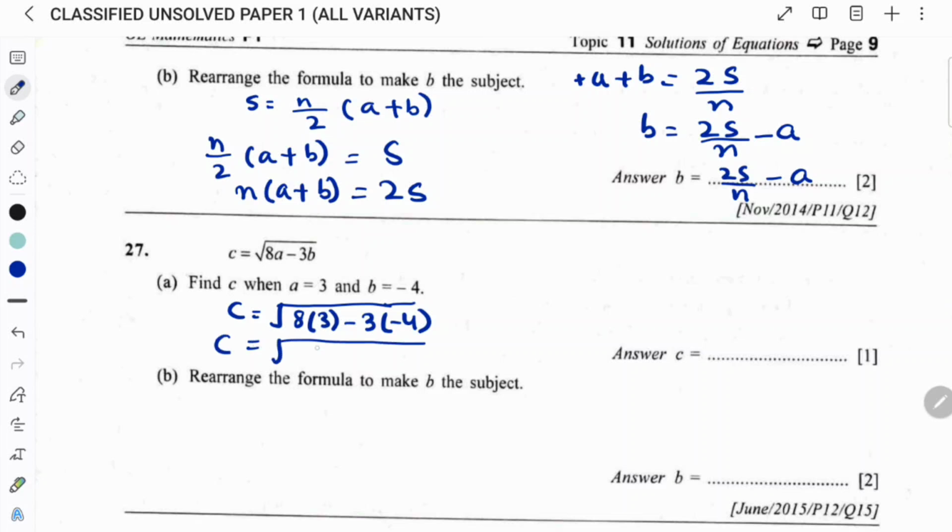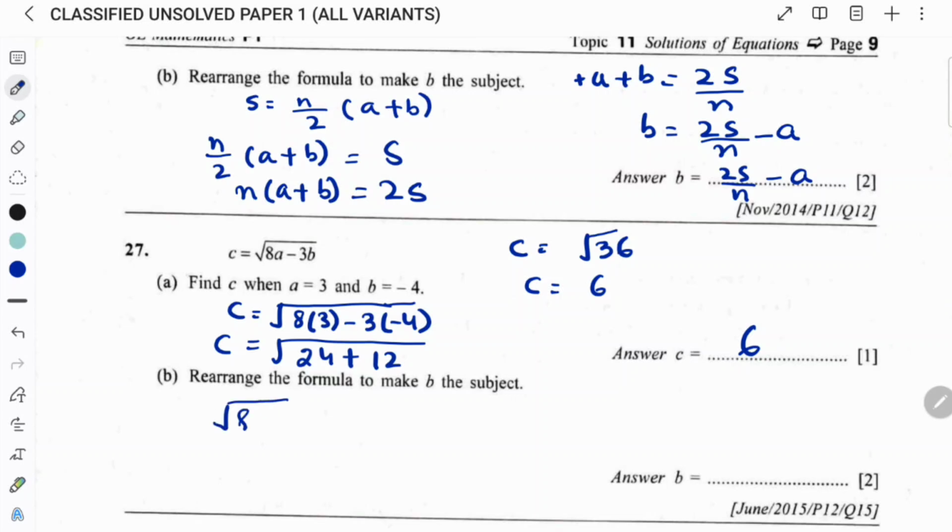So C is equals to 3 8s are 24. Okay, and then minus into minus is plus, plus 12. 24 plus 12, so that is 36. C is equals to square root of 36, so C will be equals to 6. Alright, now rearrange the formula to make B the subject.